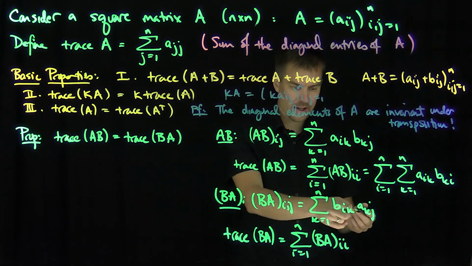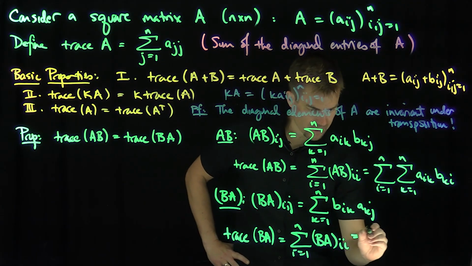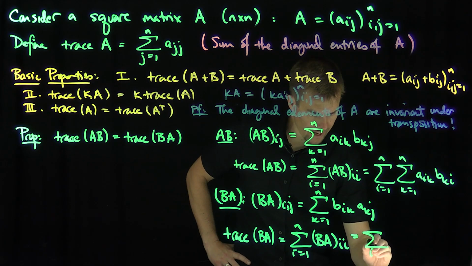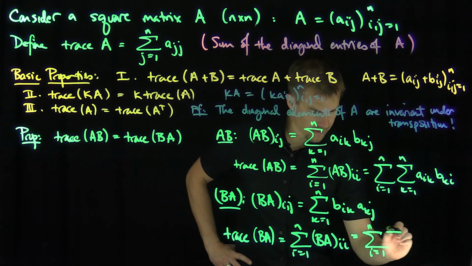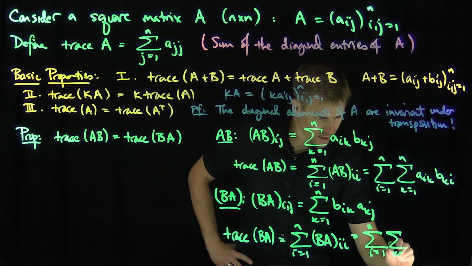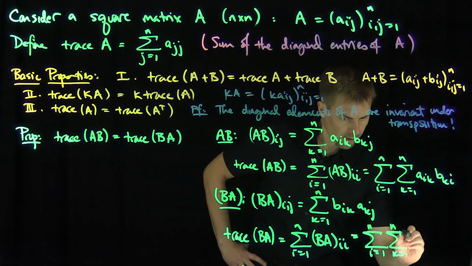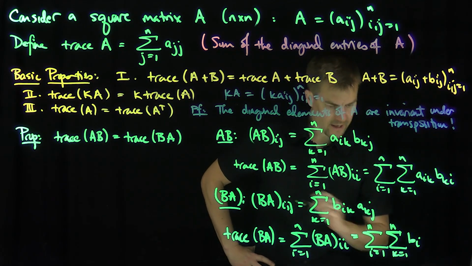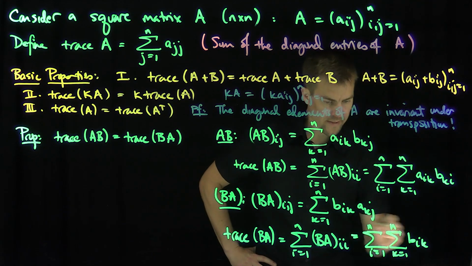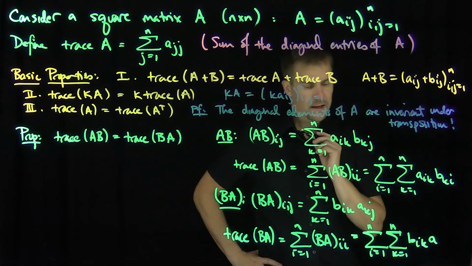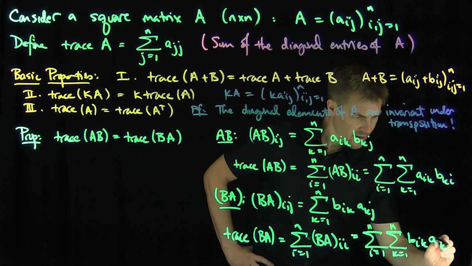Okay, now what is the ii entry? I'm going to fill in what this thing is. This is going to be the sum, i goes from 1 up to n, of the sum, k goes from 1 up to n, of B_{ik} A_{ki}.